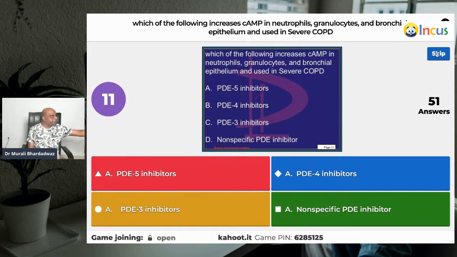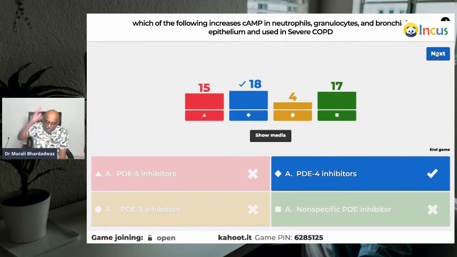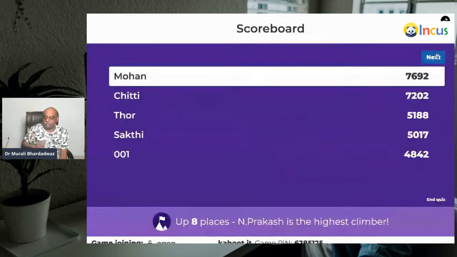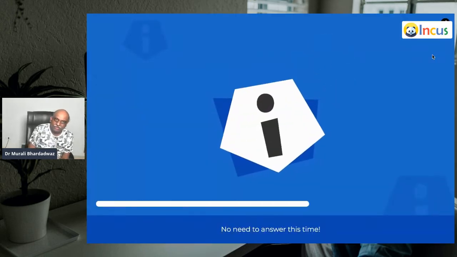Can you check that? Very good. 18 of you correctly answered PDE4 inhibitors. Very good. Mohan is not yielding his position. He's strongly sitting there. Very good. N. Prakash is the highest climber. So, doc.